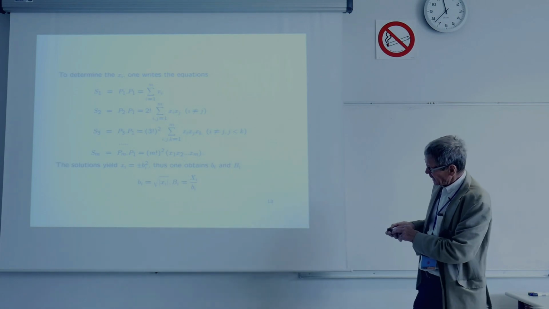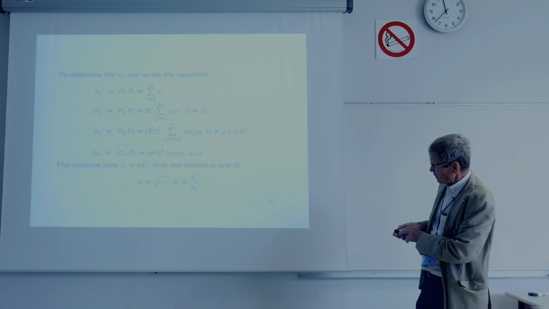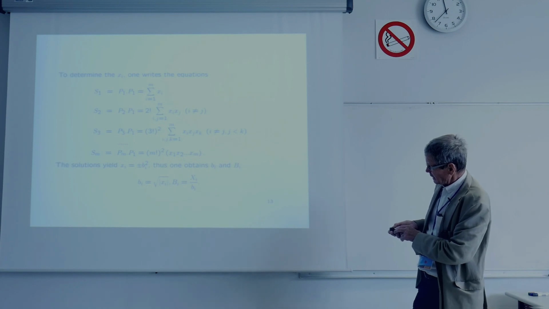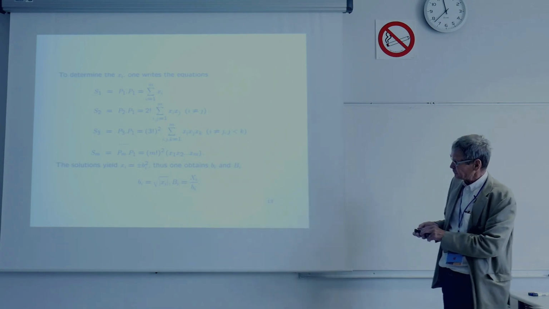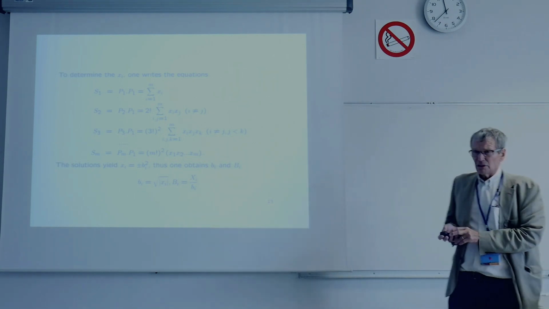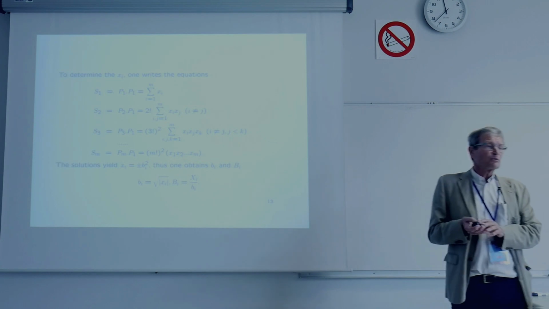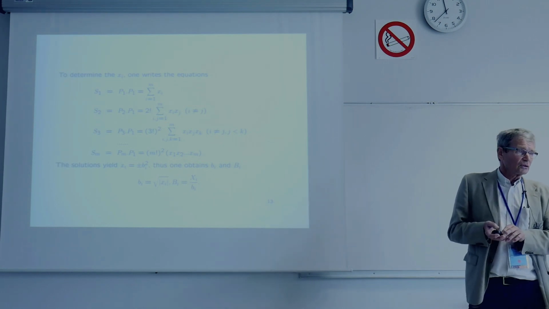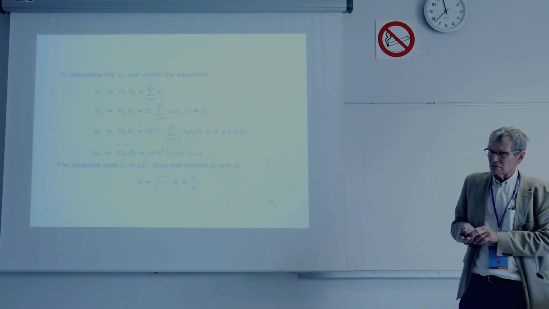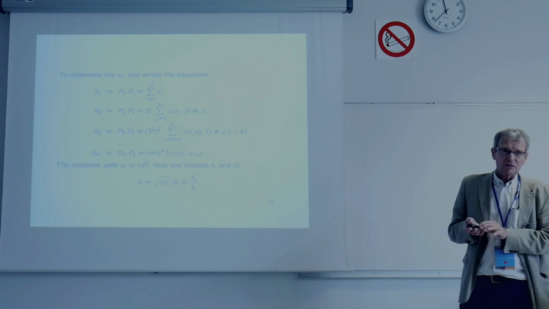So we get the xi, and then we get bi equal to the square root of xi. So here we have a canonical decomposition of pseudo-orthogonal rotations in n dimensions, in whatever dimension.